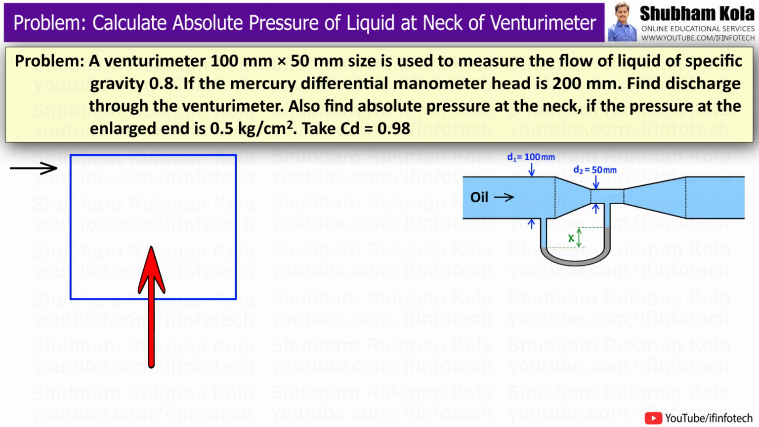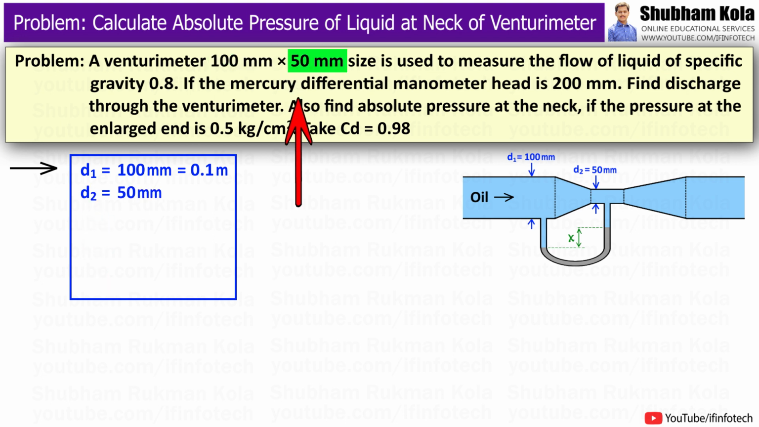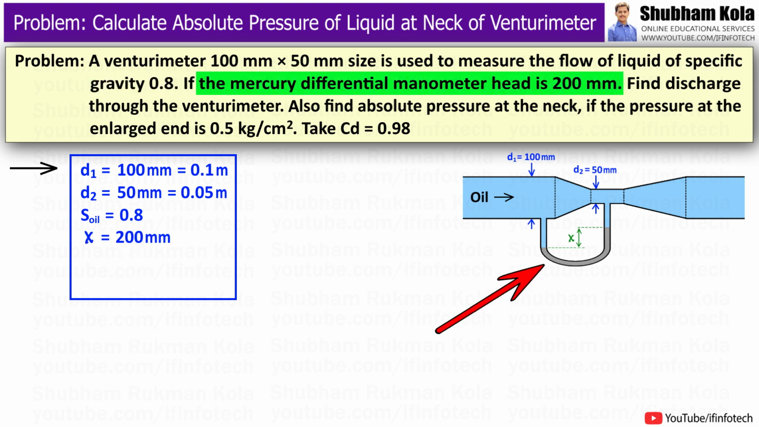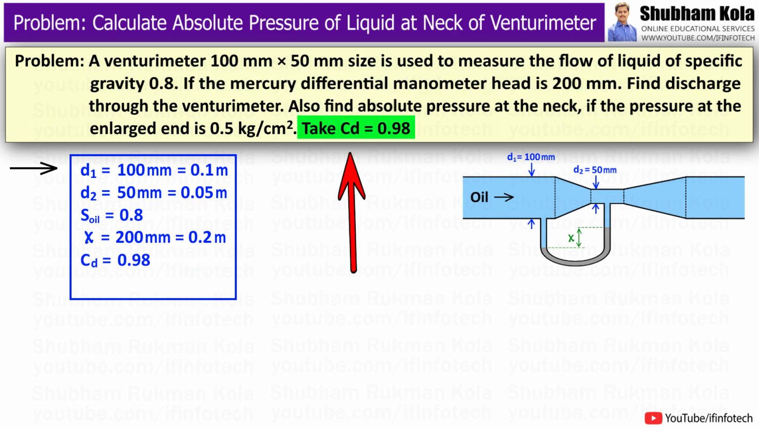To solve this problem, first I will write down the given data, where the inlet diameter of the Venturimeter is given as 100 mm, that is 0.1 meter, which is denoted as small d1. And the throat diameter of the Venturimeter is given as 50 mm, that is 0.05 meter, and it is denoted as small d2. And the specific gravity of oil flowing through the Venturimeter is given as 0.8. Here a mercury differential manometer is used, which shows a reading of 200 mm, that is x equal to 0.2 meter of Hg, that is mercury, and the value of CD, that is the coefficient of discharge, is given as 0.98.